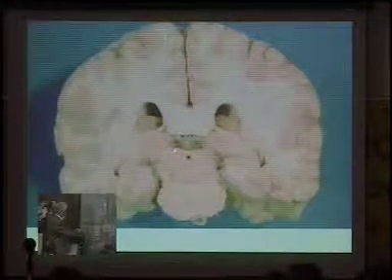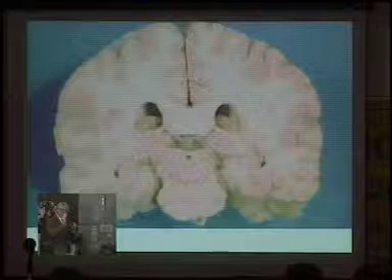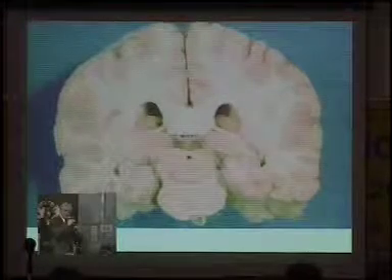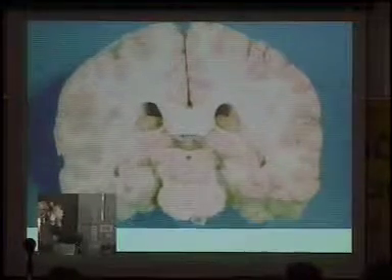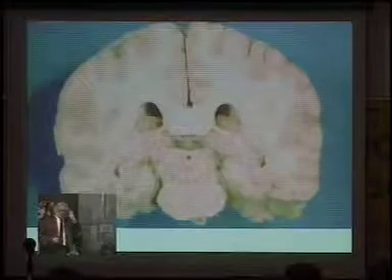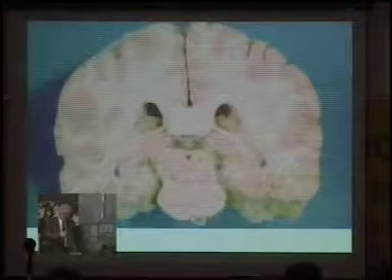It sits right above the rostral part of the midbrain, right over the superior colliculus. The vertical gaze center is in the superior colliculus pretectal area, okay?